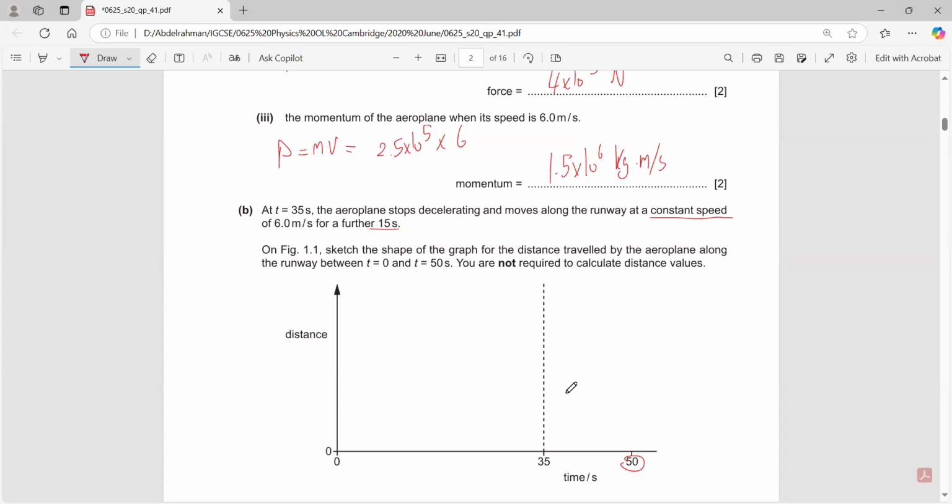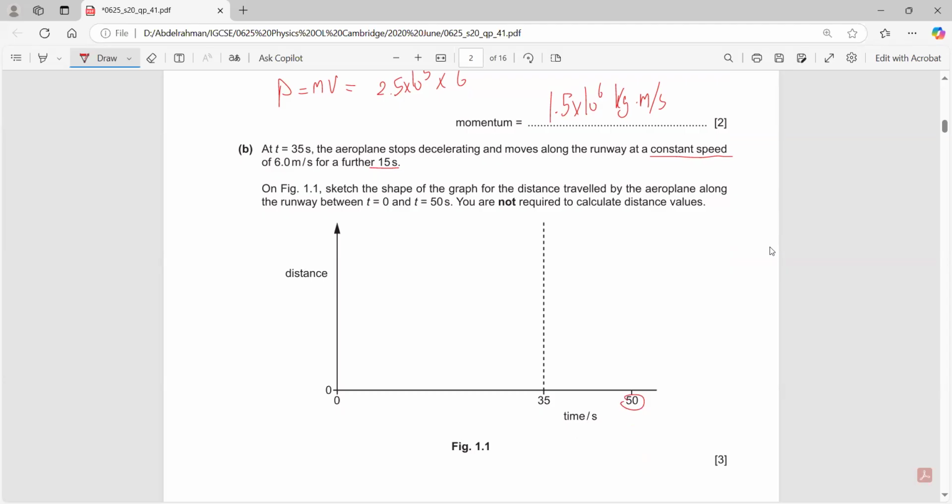How can we draw a decreasing speed on a distance time graph? It should be curving towards the time axis. Slope should be decreasing. And then from 35 to 50, the speed was constant, which is a straight line moving upwards from 35 to 50. It could reach any point at 50 seconds.